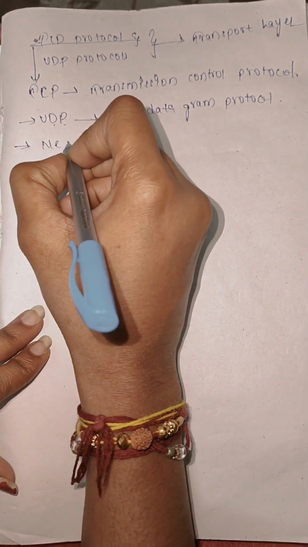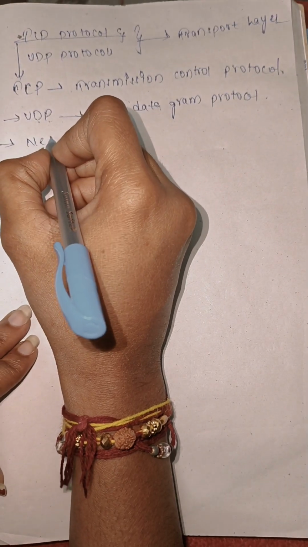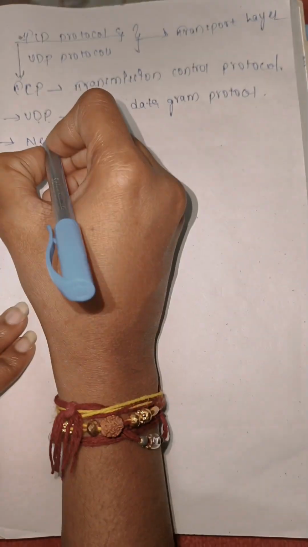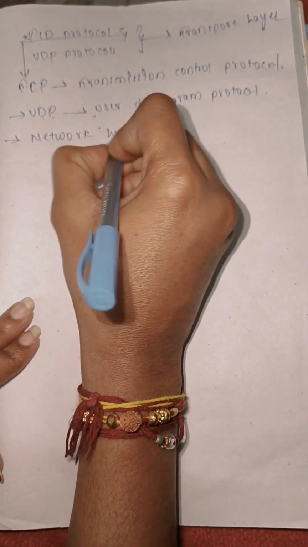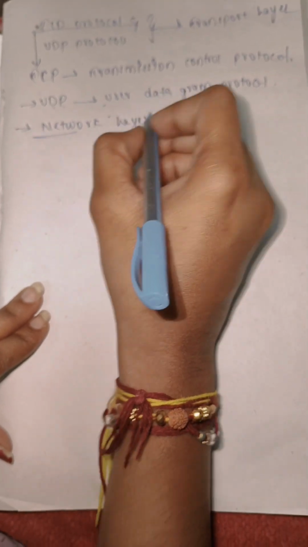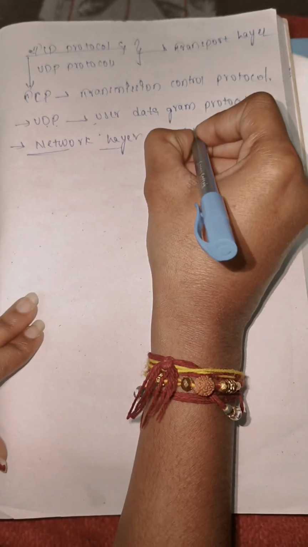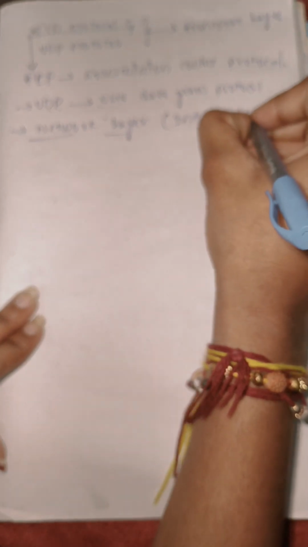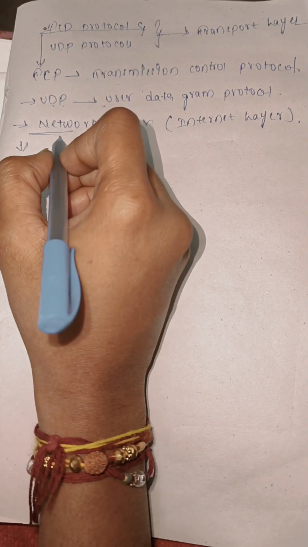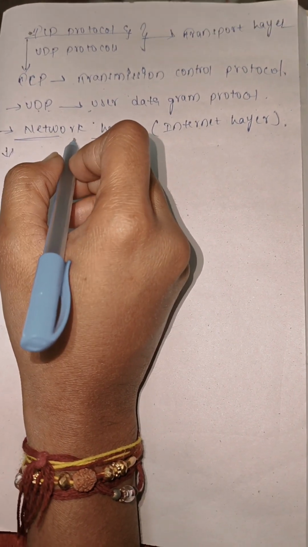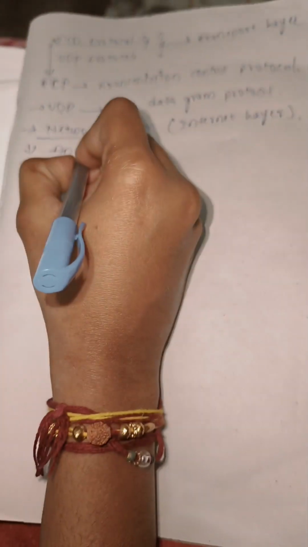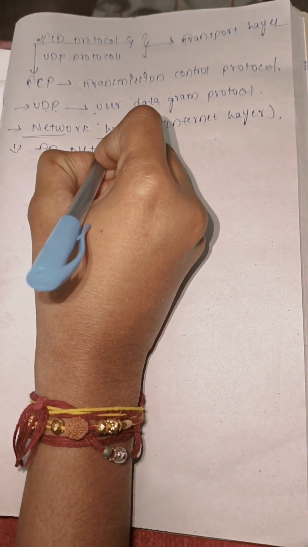And next layer is network layer in transmission control protocol or internet protocol reference model. Network layer is also known as the internet layer. It is the second layer of the TCP or IP model.